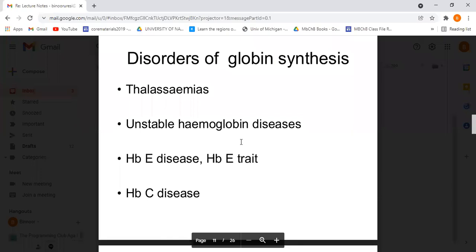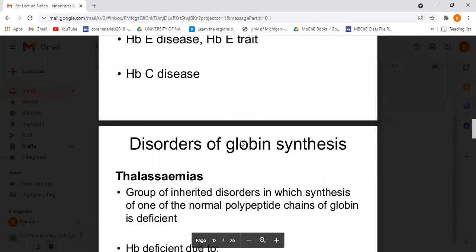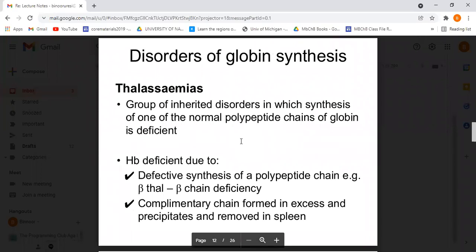Next slide. So thalassemias are basically a group of inherited disorders in which synthesis of one of the normal polypeptide chains of globin is deficient. So if you read about the structure of the hemoglobin, you have normally four globin chains, two betas and two alphas. So if one of them is missing, there's alpha, there's beta, there's sigma. It depends on the type of hemoglobin you're talking about.